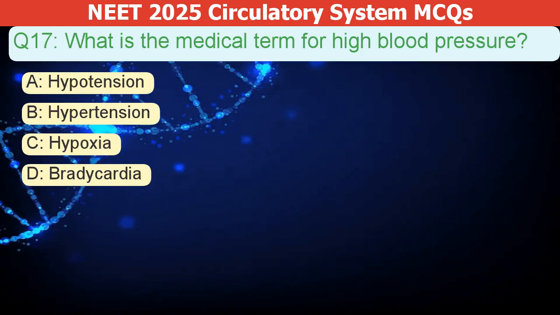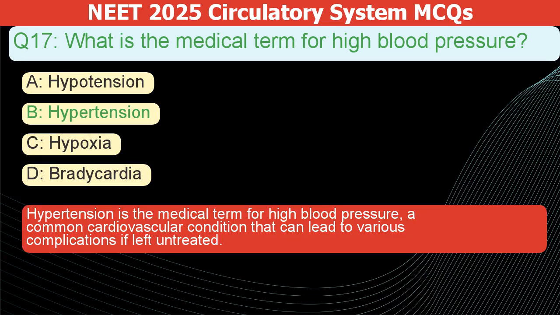What is the medical term for high blood pressure? A. Hypotension. B. Hypertension. C. Hypoxia. D. Bradycardia. The correct answer is B. Hypertension is the medical term for high blood pressure, a common cardiovascular condition that can lead to various complications if left untreated.